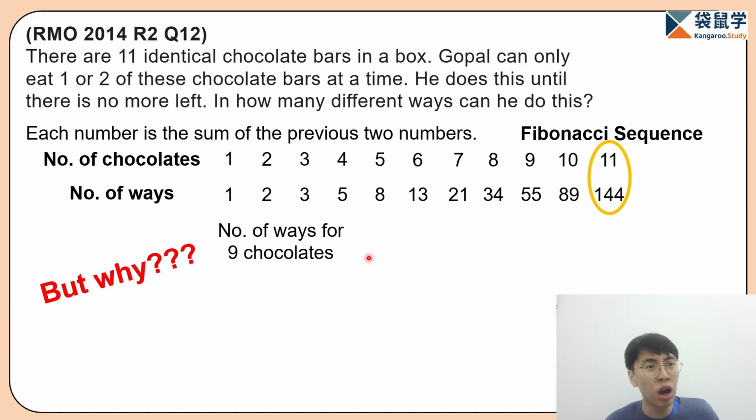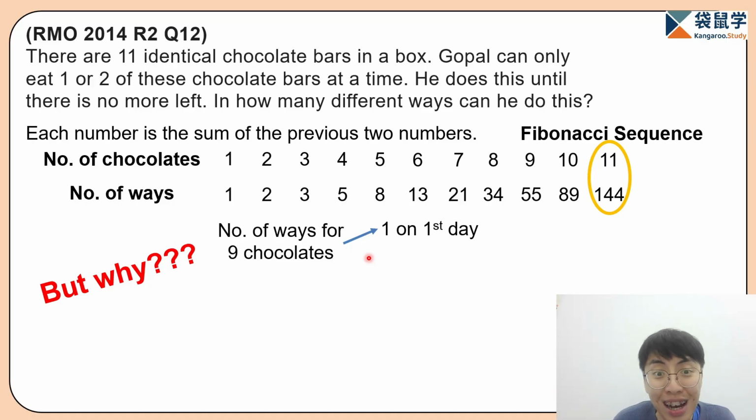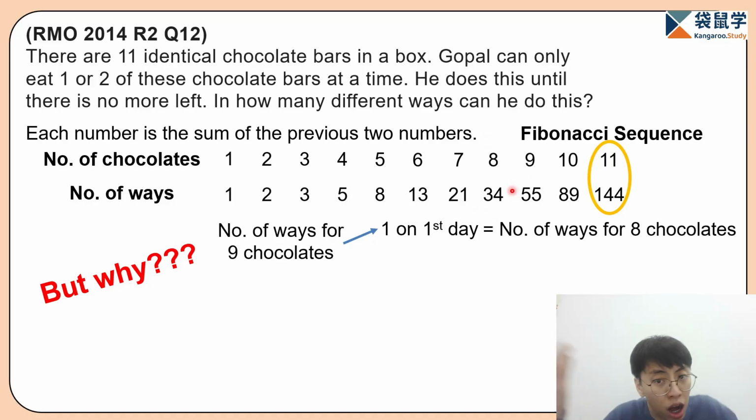The first case is where I eat 1 chocolate on the first day. Then what is left? I'm left with 8 chocolates, and the number of ways that we ate the 8 chocolates is here. Oh, it is just 34. What about the other way of doing this?